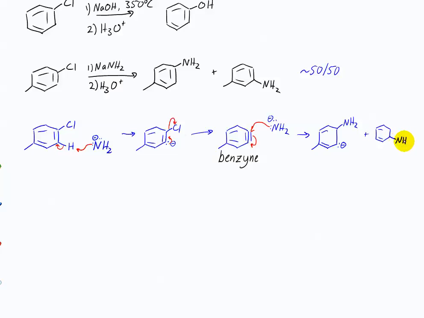Because the ammonia could just as easily add to the other side of the triple bond as well. Or the amide could add to the other side. If we then work it up with the acid to protonate that carbon, that's what we end up with, what we drew before.